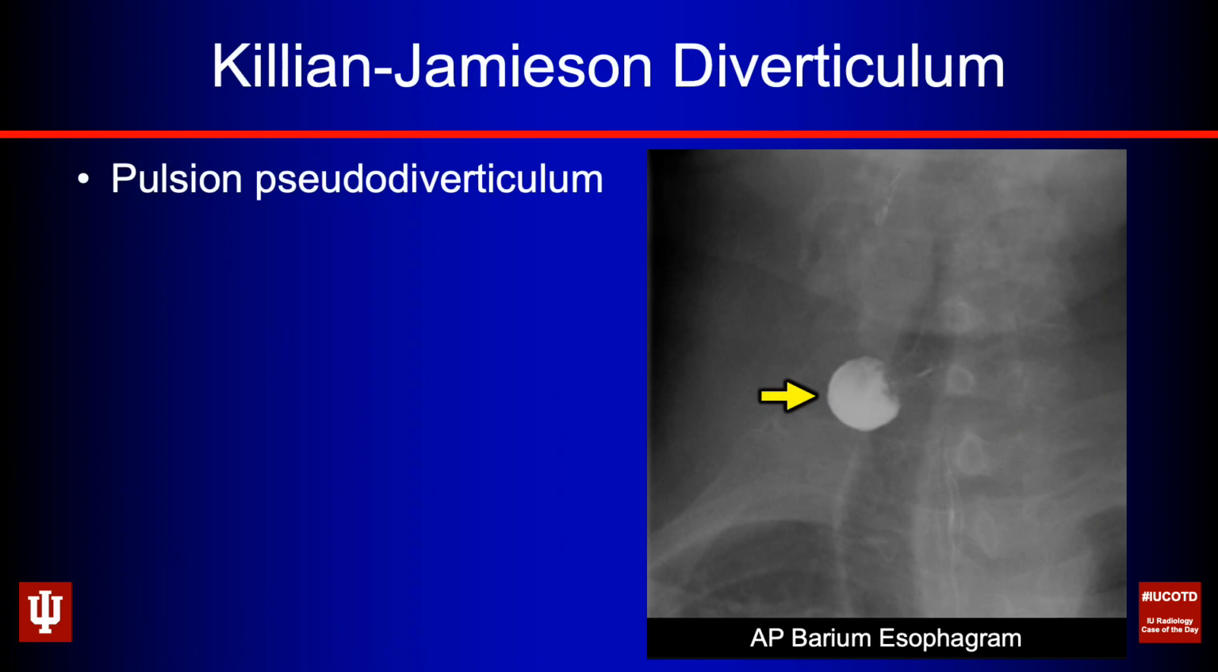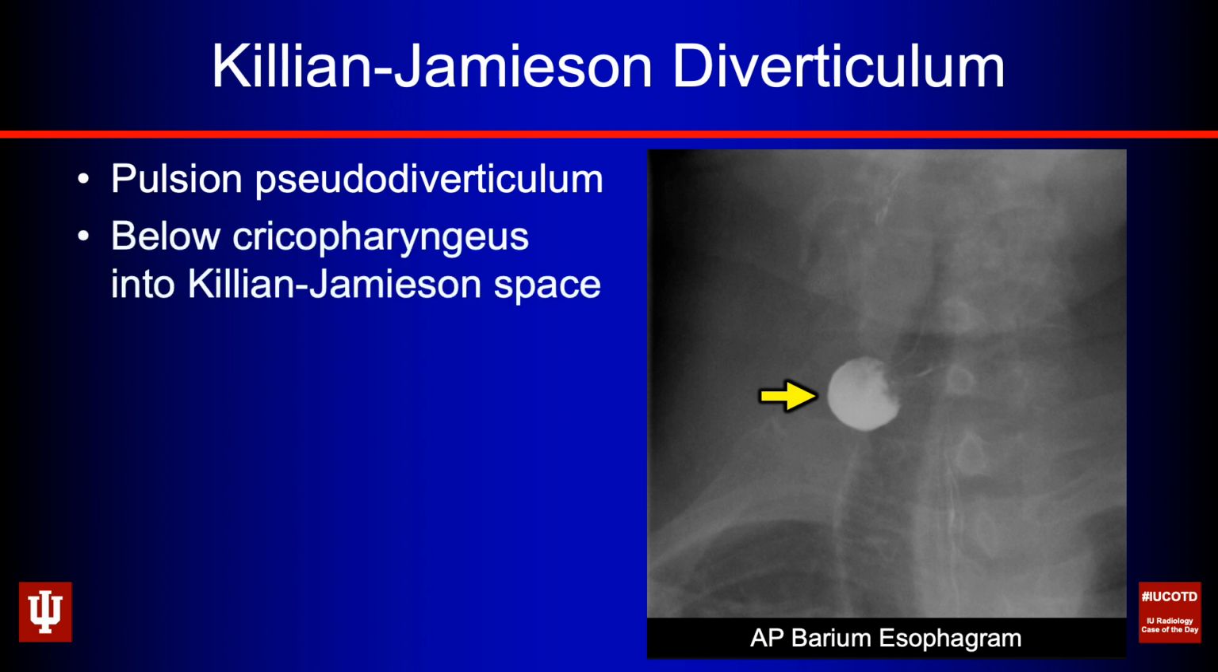Now these are different than Killian-Jamieson diverticula. Killian-Jamieson diverticulum is also a pulsion pseudodiverticulum. But this occurs below the level of the cricopharyngeus. So this is a herniation that protrudes out into what's called the Killian-Jamieson space. And I honest to God, I hate eponyms. I could not find a good non-eponymous term to use for a Killian-Jamieson diverticulum or this space.